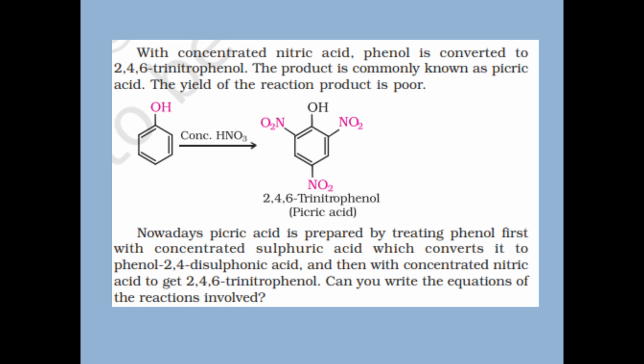Nowadays, picric acid is prepared by treating phenol first with concentrated sulfuric acid, which converts it to phenol 2,4-disulfonic acid, and then with concentrated nitric acid to get 2,4,6-trinitrophenol.